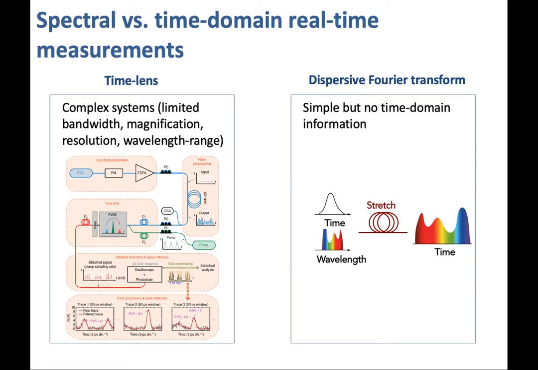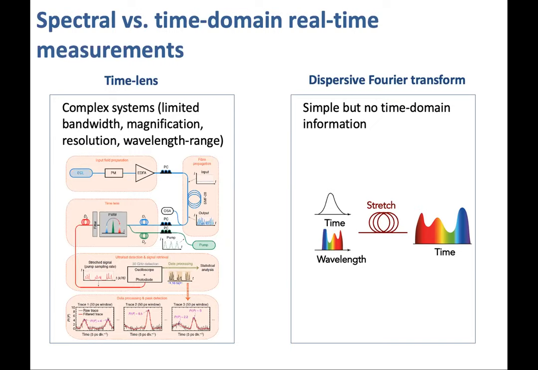And also, it's really important to bear in mind that none of these techniques give you access to the phase. So they only provide information about the intensity, which means, for example, that if you use a dispersive Fourier transform to perform single shot spectral measurement, you will only recover the single shot spectra and you will get no information whatsoever about the temporal waveform. So this can be a limitation in many cases.